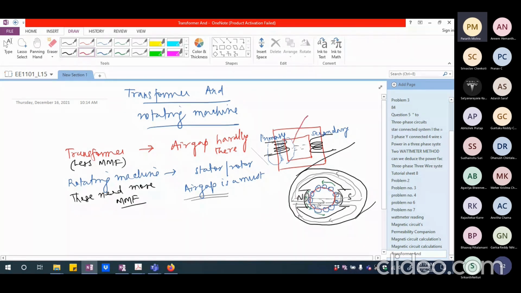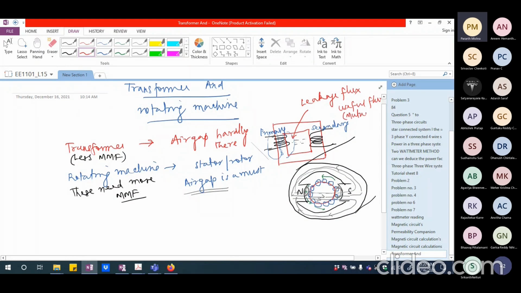What is not producing any useful effect, we call leakage flux. That is useless, a wastage. Whereas whatever goes from the primary and links with the secondary, and similarly whatever is produced in the secondary which links with the primary, is generally known as useful flux, or the mutual flux, because it is actually linking both. So we are going to have some portion as leakage or useless flux and some portion as useful flux.